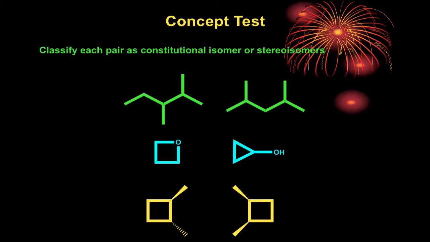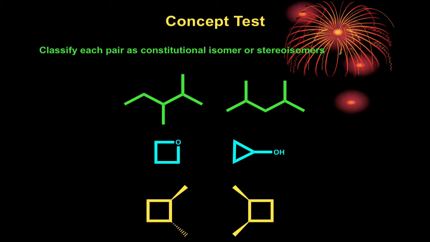These two methyl groups, this solid wedge means what? It's coming out of the plane of the board towards you. And what about the dashed wedge? It's going behind the plane of the board away from you. So these are trans to one another. So we would say this one is trans-1,2-dimethyl cyclobutane. What about this one? That is cis-1,2-dimethyl cyclobutane.